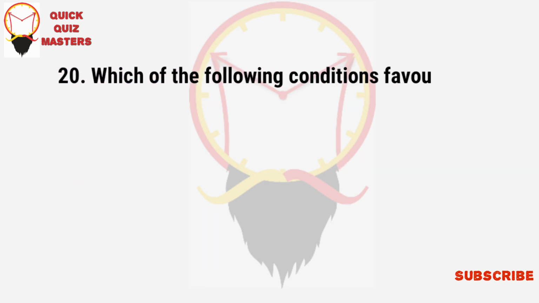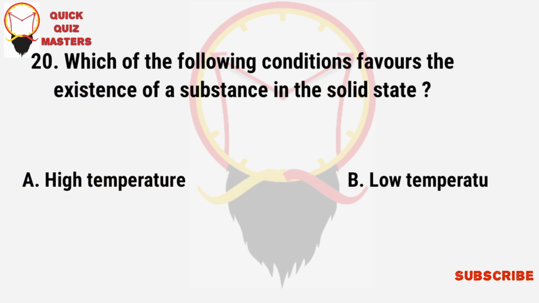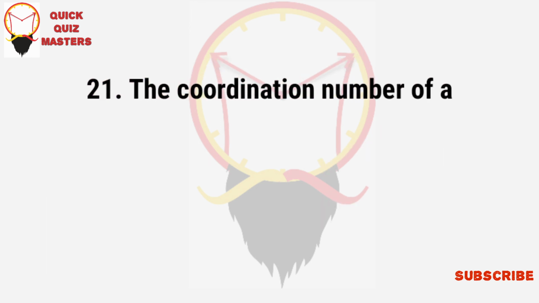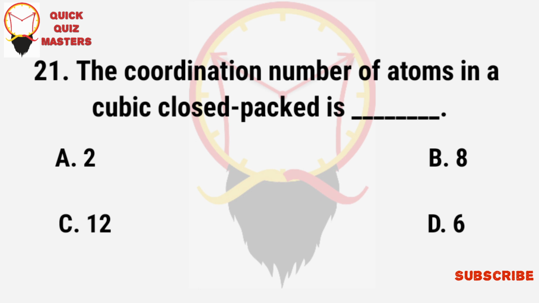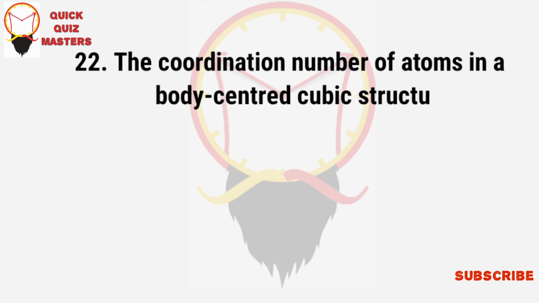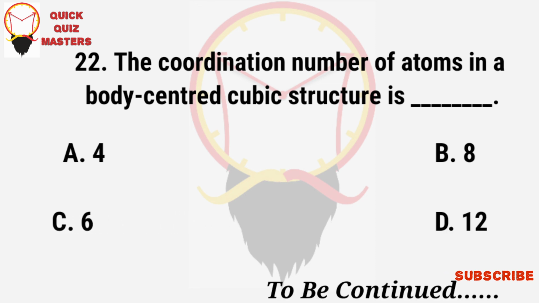Which of the following conditions favors the existence of a substance in a solid state? High temperature, low temperature, high thermal energy, weak cohesive forces. The coordination number of atoms in a cubic close packed structure is 2, 8, 12, 6. The coordination number of atoms in a body-centered cubic structure is 4, 8, 6, 12.